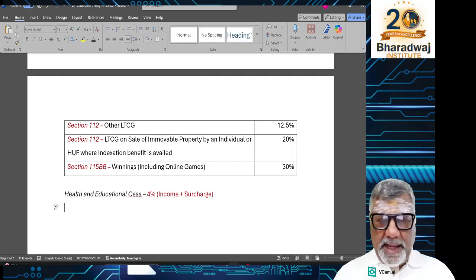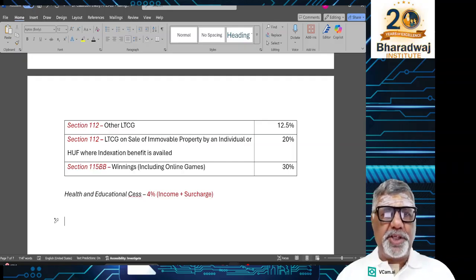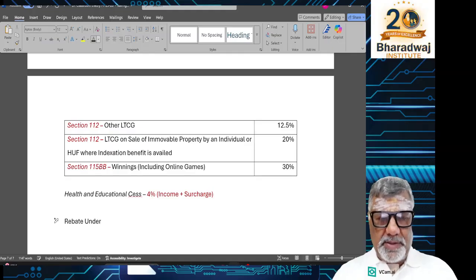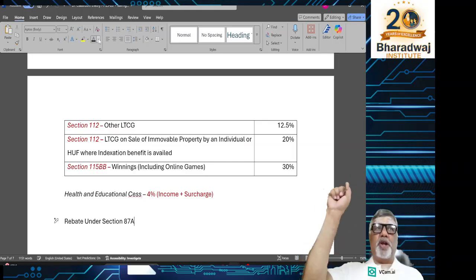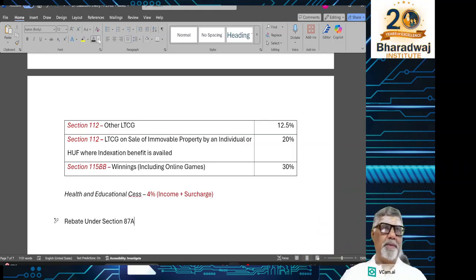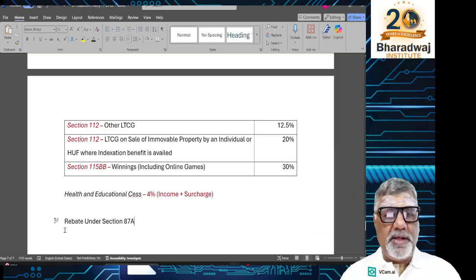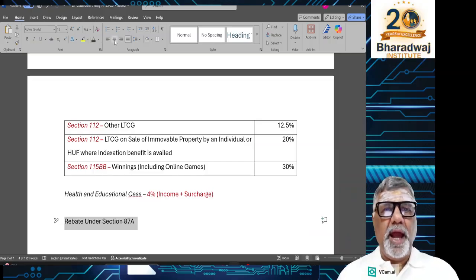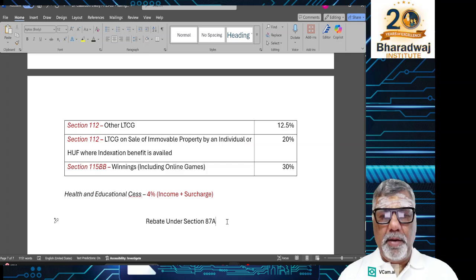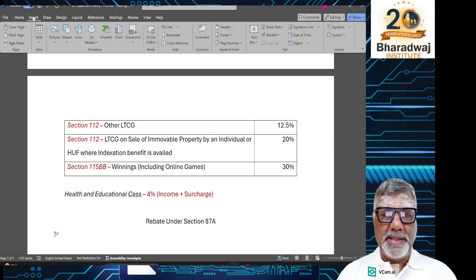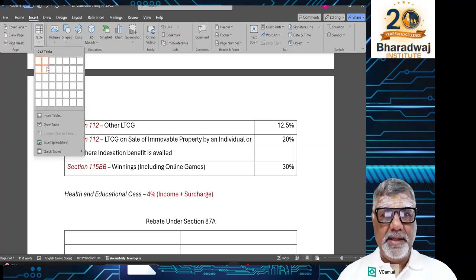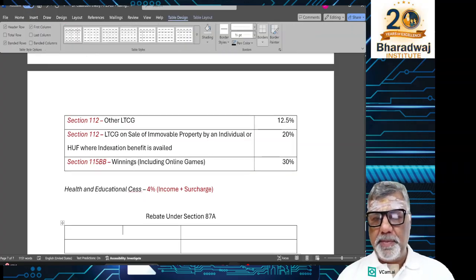The last part is rebate under section 87A. Oh, friends, wait. You are writing it on the center of the line and putting two falling branches. I'm going to do it as a table.